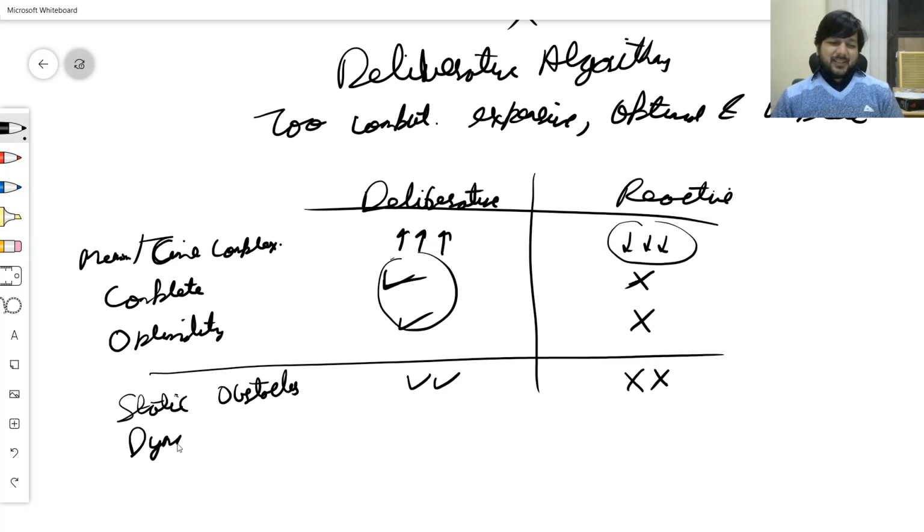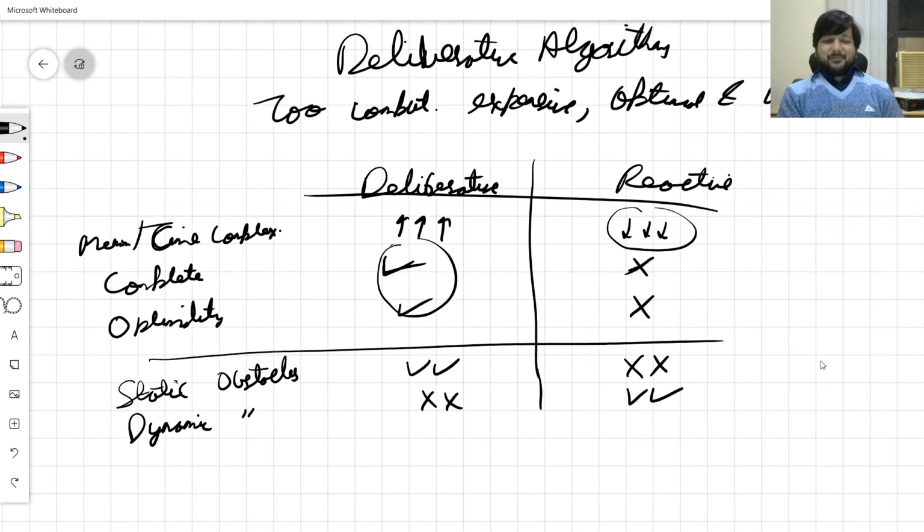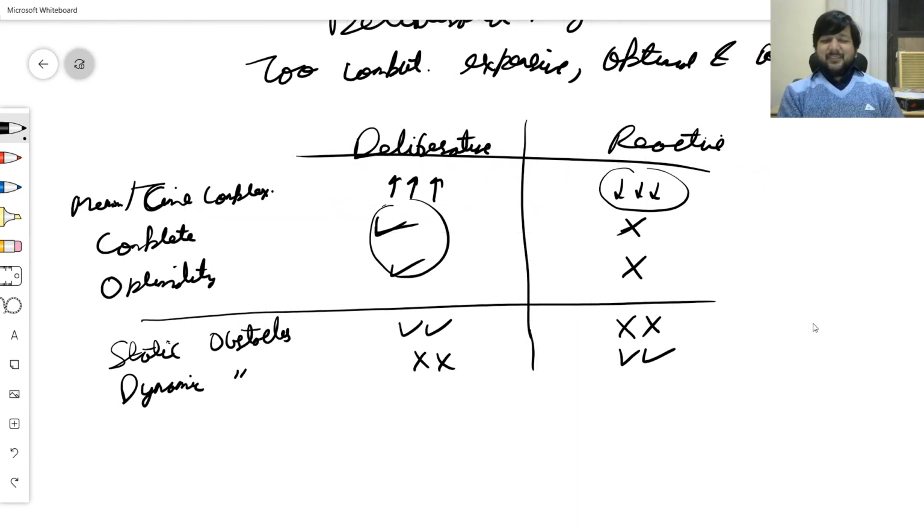When you talk about dynamic obstacles, the problem with deliberative algorithms is that by the time they make a modified correct plan, the obstacle has further moved. So you're planning at the frequency of half a hertz, and the map is changing at the frequency of 5 hertz. By the time you compute the answer, the question changes, the map changes. So they'll never be able to handle it. Reactive algorithms are very good for suddenly appearing obstacles.